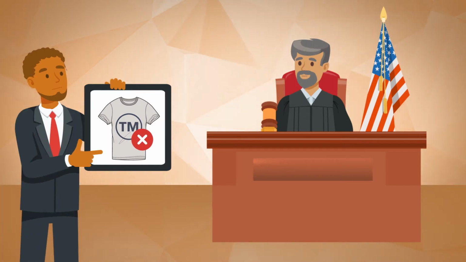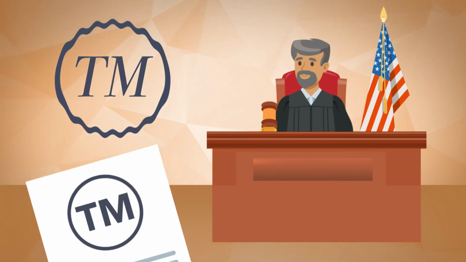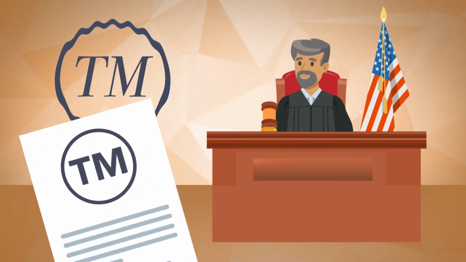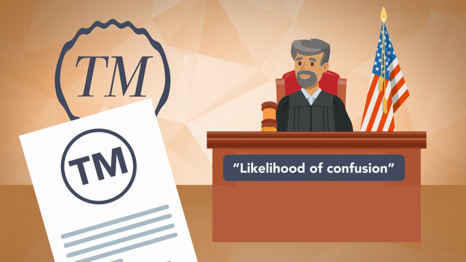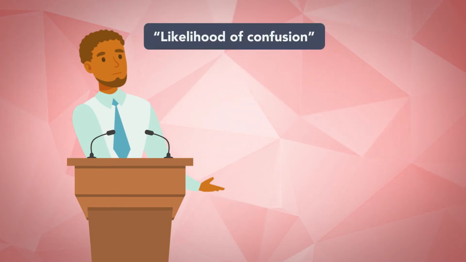As the second element in a trademark infringement lawsuit, the owner must establish that someone else used the mark on or in connection with goods or services. The allegedly infringing mark does not necessarily have to be identical to the plaintiff's mark, but it must be sufficiently close to cause a likelihood of confusion. For the third element, the owner must prove that the use was without the owner's consent. Fourth, the owner must establish a likelihood of confusion.